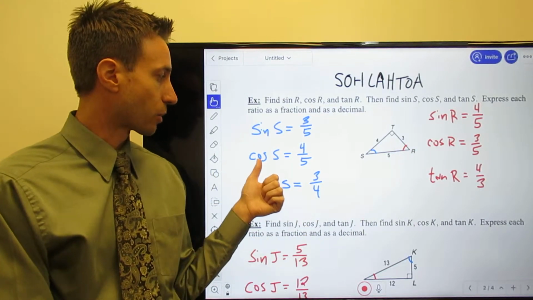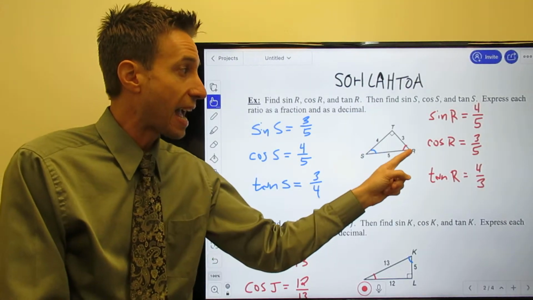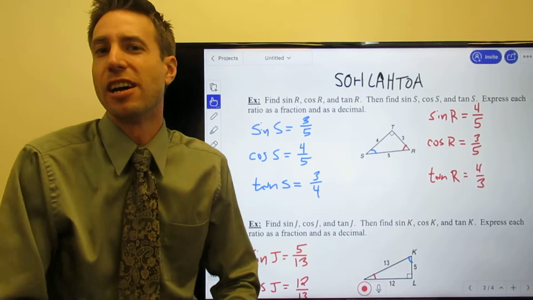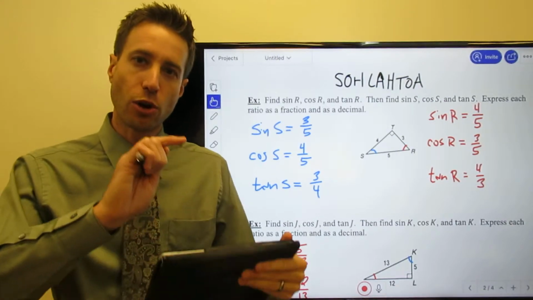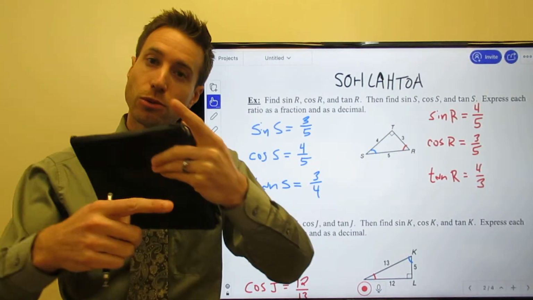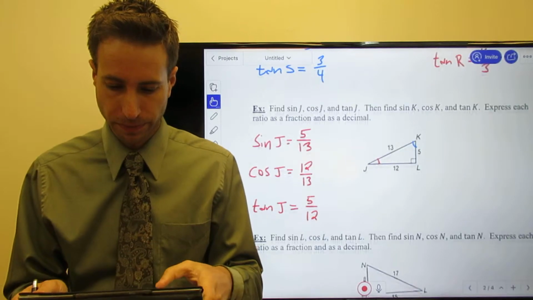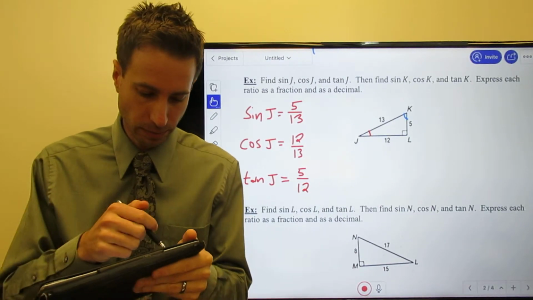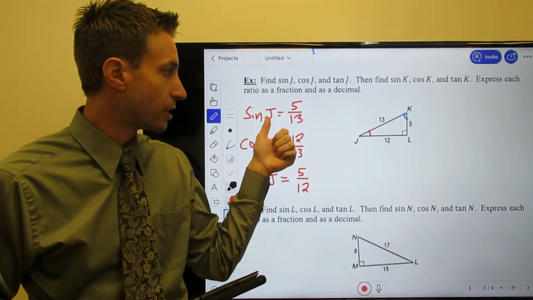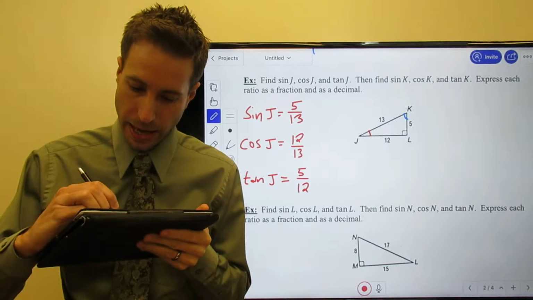Same thing happens for this one. Cosine of S, angle S, is 4 over 5. But when I go to angle R, it's the sine of R. That's 4 over 5. So essentially, here's what happened. When you go from one acute angle to the other acute angle, the cosine and sine ratios switch places. Well, let's see if that helps us out down here. If that's the case, then since we know sine of J, what would be the sine of K?